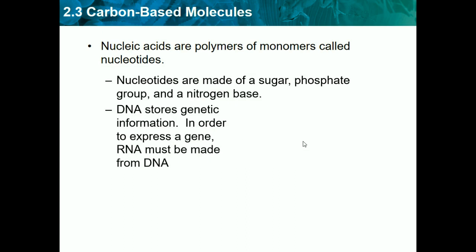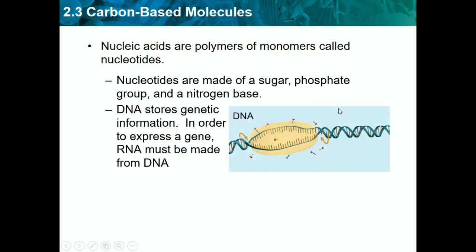DNA and RNA are types of nucleic acids. So nucleic acids and nucleotides make up DNA and RNA. DNA stores genetic information. Hopefully you already knew that. And it stores it in order to express a gene. RNA must be made of DNA. So RNA is made from DNA. This is an image of nucleotides forming RNA to make a gene or protein, which we won't get into depth with now, but we will eventually learn in one of the last few chapters.